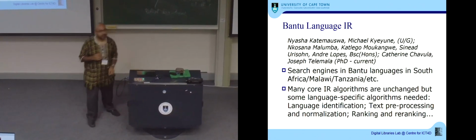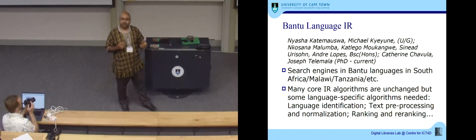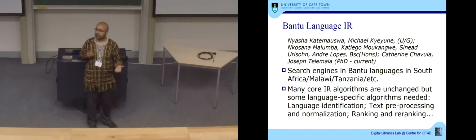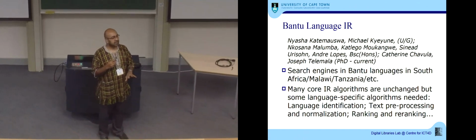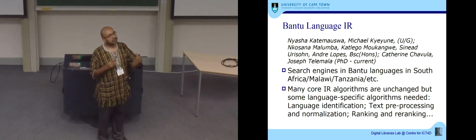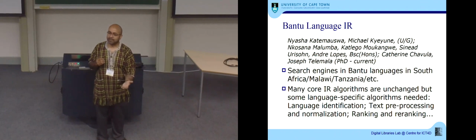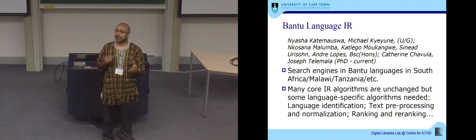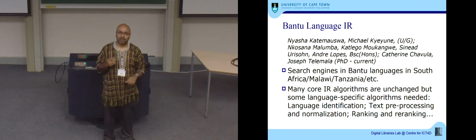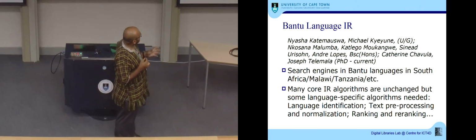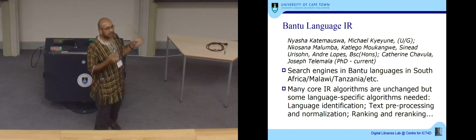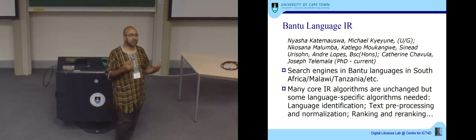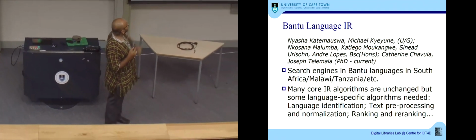Something else that we looked at was search engines in what are known as the Bantu languages. These are many of the languages that are spoken in South Africa. We want to know, can this be done? What is the barrier here, besides the fact that we don't have the content and we don't have the resources? Can we do this at an algorithmic level? And it works relatively well. We can build many of these systems using the basic algorithms that people have been talking about at the summer school, but there are some things that you have to do.